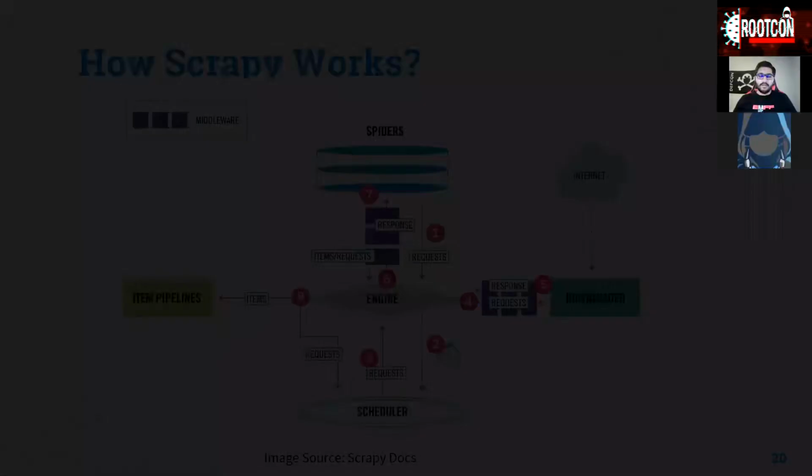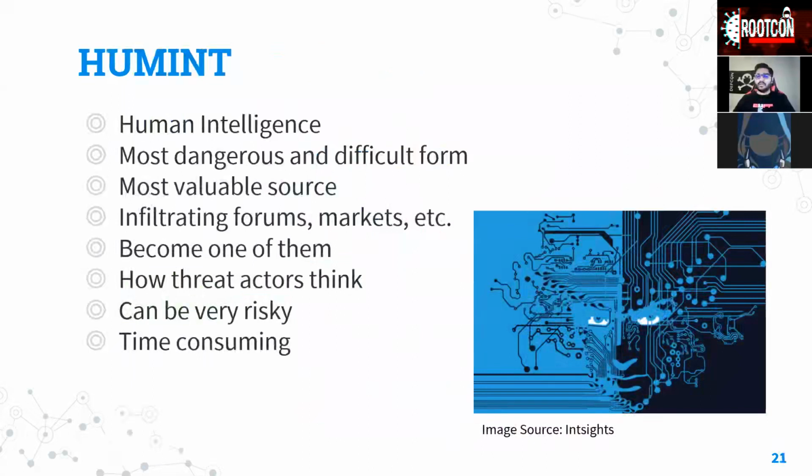Moving on, now we will talk about the human element part. HUMINT, or human intelligence, is basically a form of intelligence where you use interpersonal contact rather than some tool-based method or technical process. By interpersonal contact, I mean you are talking directly to the actor.